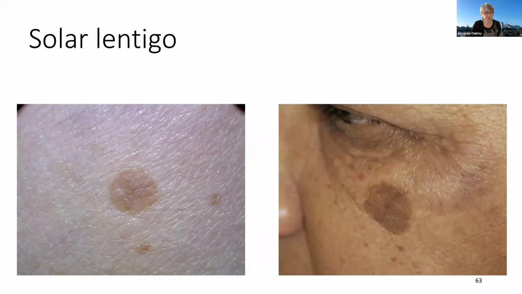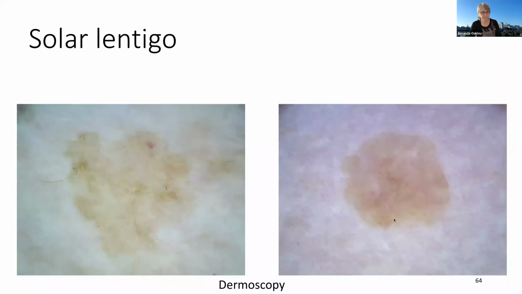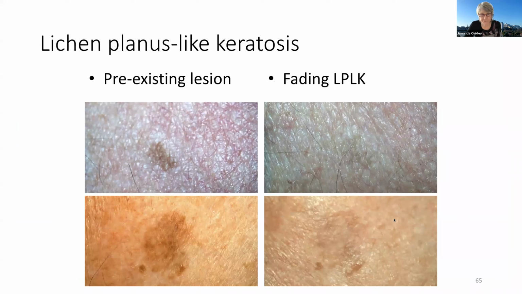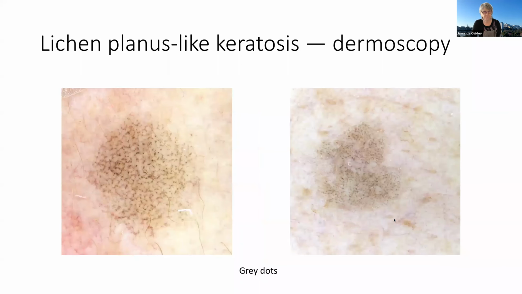Sharp edge, retained skin lines, generally uniform in color, but not always. A scalloped edge looks a bit moth-eaten. The yellowish color tends to point towards it being of keratinocyte origin. The lichen planus-like keratosis is an inflammatory variant of solar lentigo most often. It goes a little bit purple and then gray, and then finally disappears. On dermoscopy, the lichen planus-like keratosis is composed of uniform gray dots.